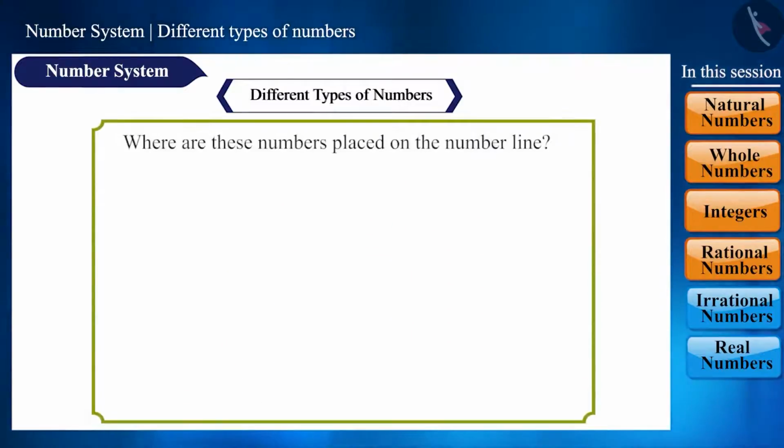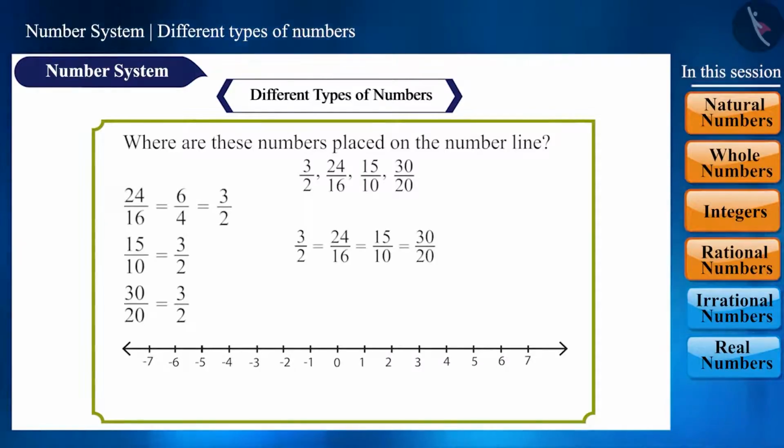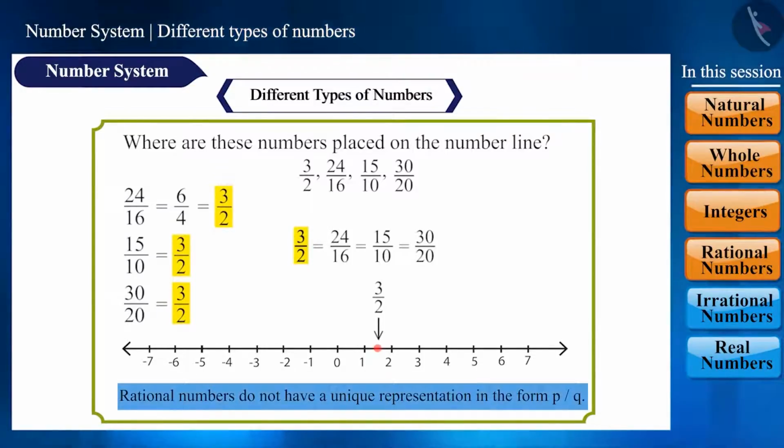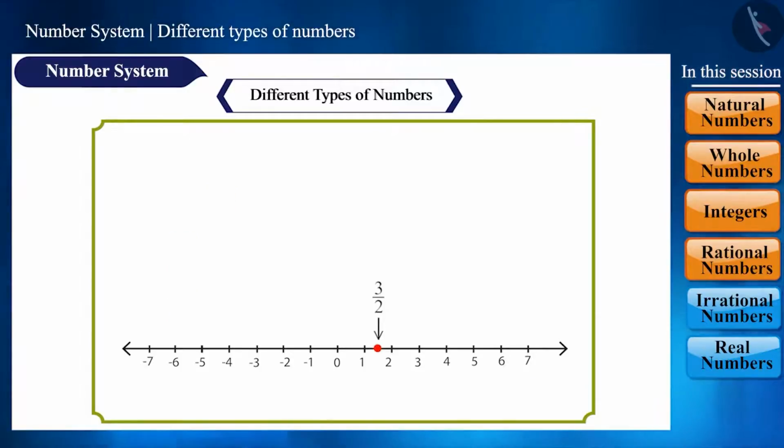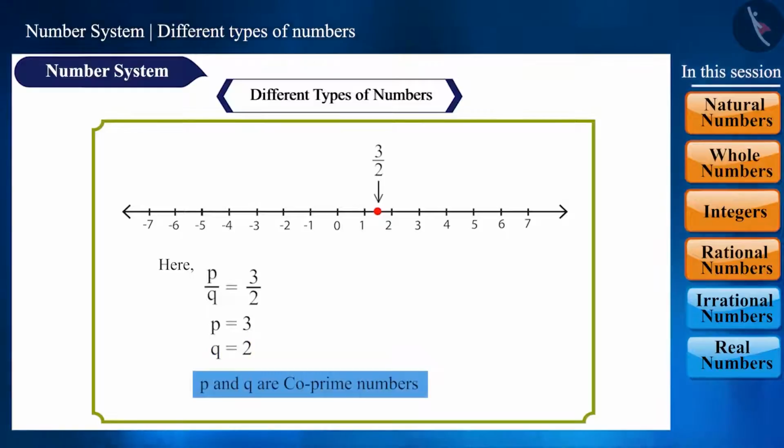Friends, can you tell me, where will all these different numbers 3 by 2, 24 by 16, 15 by 10, 30 by 20 be placed on the number line? Even though these numbers are different, their value remains 3 by 2, which will be located here on the number line. That is, we can say that rational numbers do not have a unique representation in the form p by q. And so when we represent p by q on the number line, we assume that q is not equal to 0 and p and q have no common factor other than 1. That is, p and q are co-prime numbers.